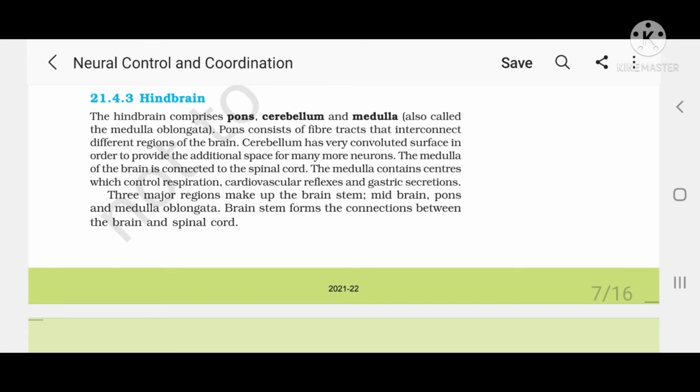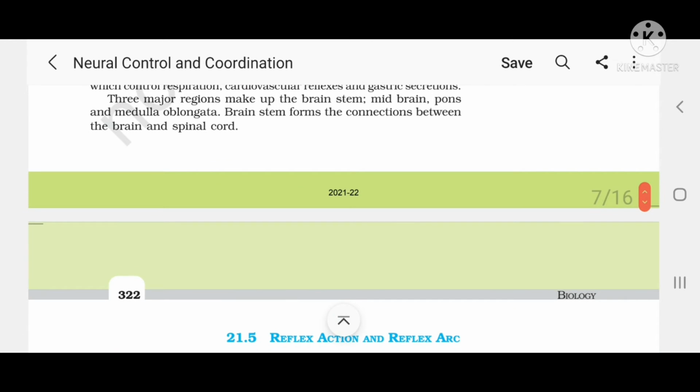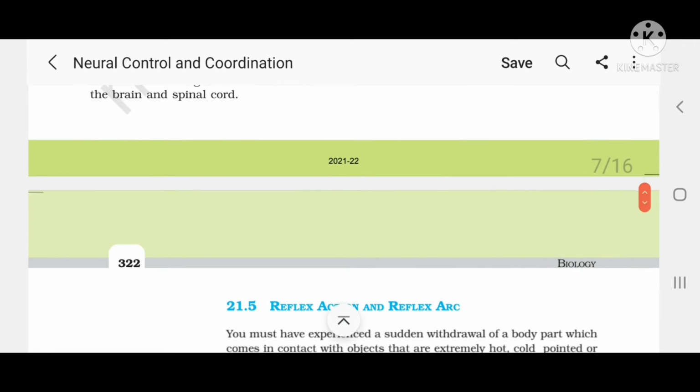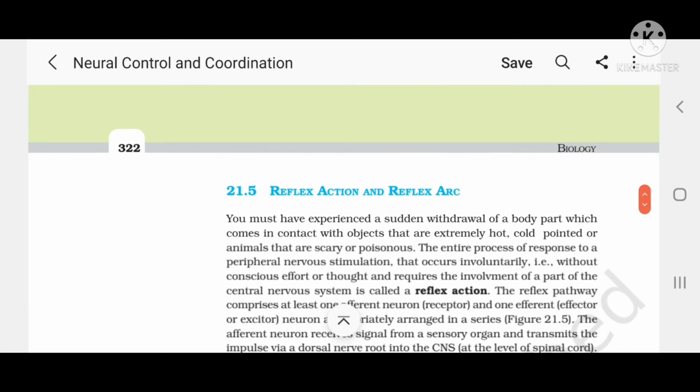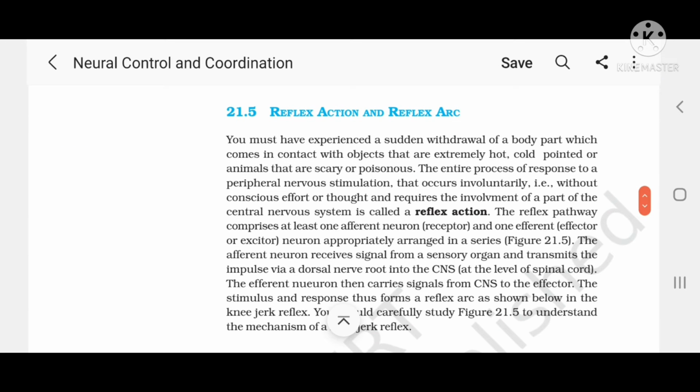21.5 Reflex action and reflex arc. You must have experienced a sudden withdrawal of a body part which comes in contact with objects that are extremely hot, cold, pointed, or animals that are scary or poisonous. The entire process of response to a peripheral nervous stimulation that occurs involuntarily, that is without conscious effort or thought, and requires the involvement of a part of the central nervous system, is called a reflex action.